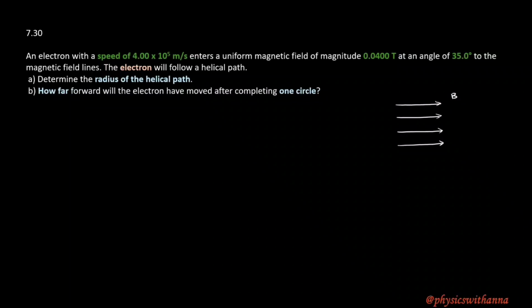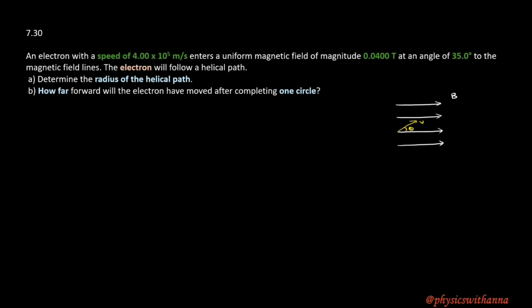In this video, we are going to discuss a problem based on a charged particle that enters at an angle to the magnetic field. So let's say you have a charged particle whose velocity vector makes an angle theta with the magnetic field. How do we describe the motion of this charged particle inside the field?